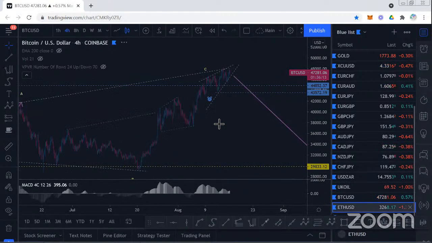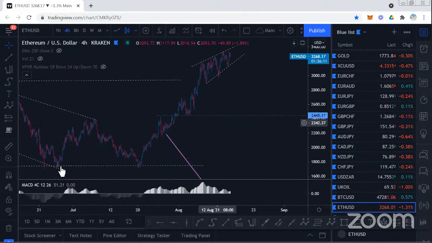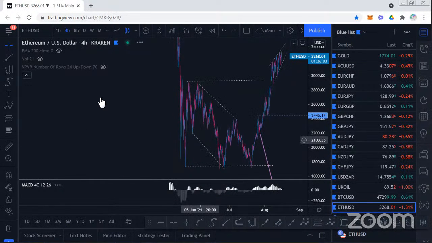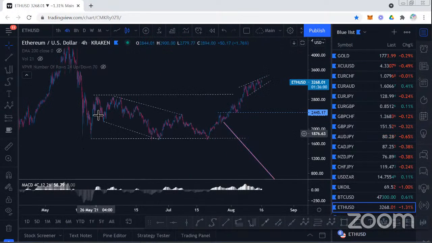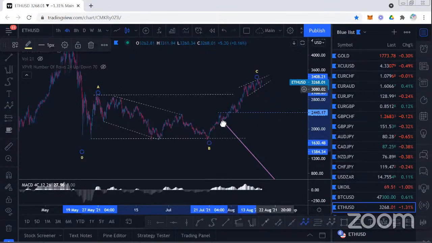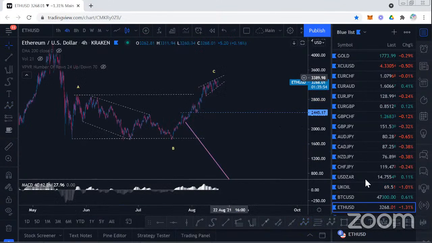And then Ethereum is another one, really nice impulse to the upside, but we started to see this momentum fade with kind of a rising wedge. And you can see how that's all sitting in part of this ABC corrective structure. Yeah, it's just an expanding type structure, which means another leg lower is on the cards.